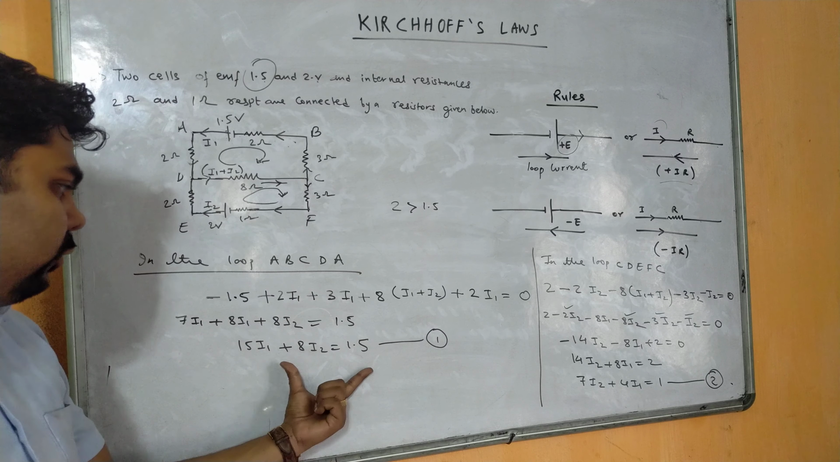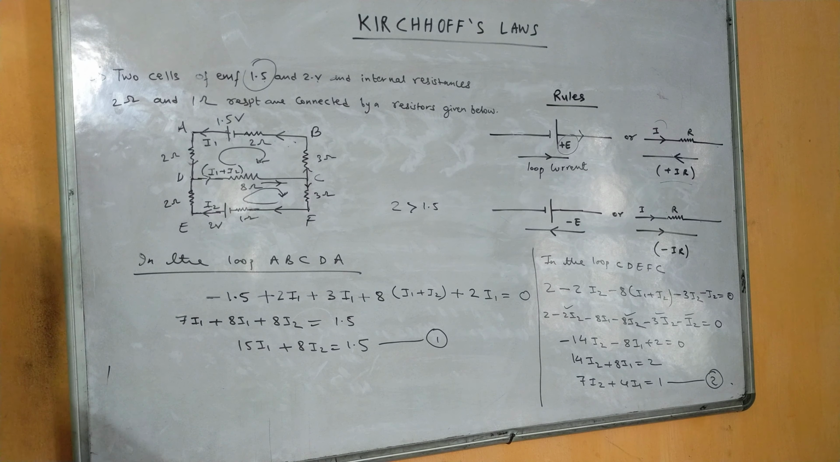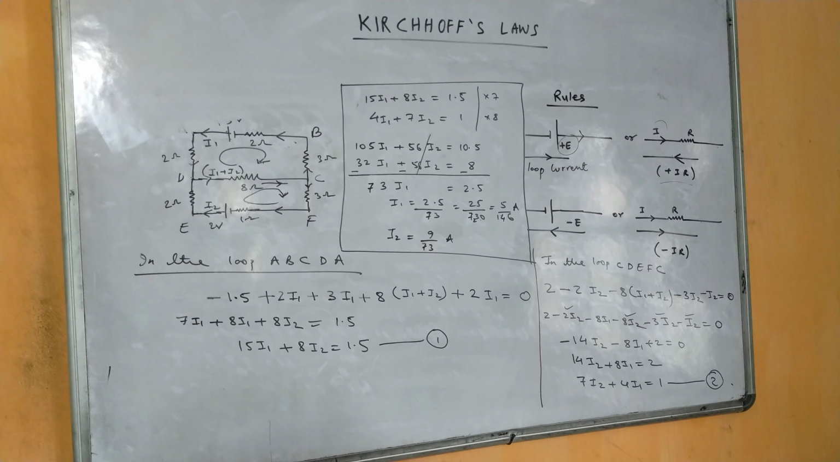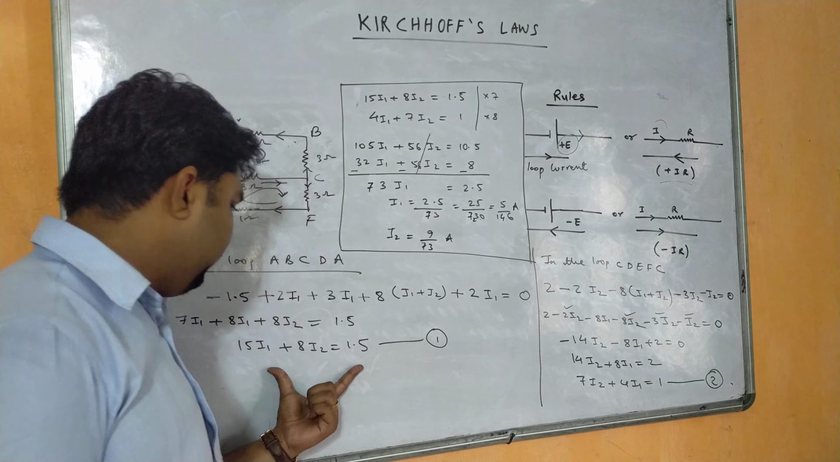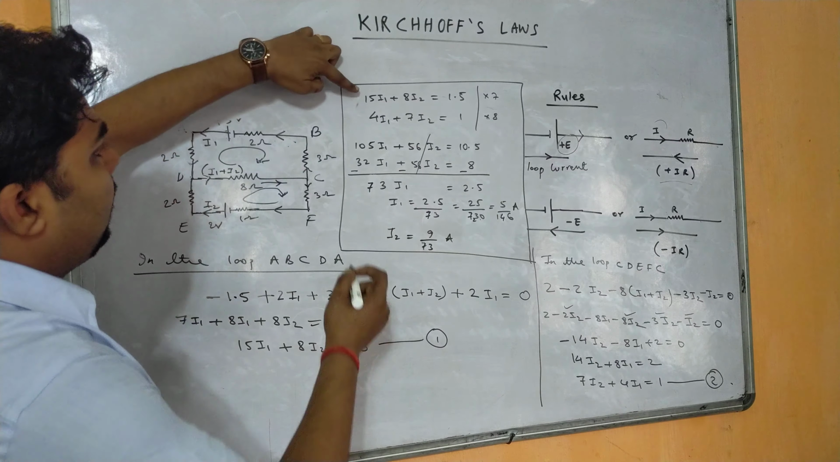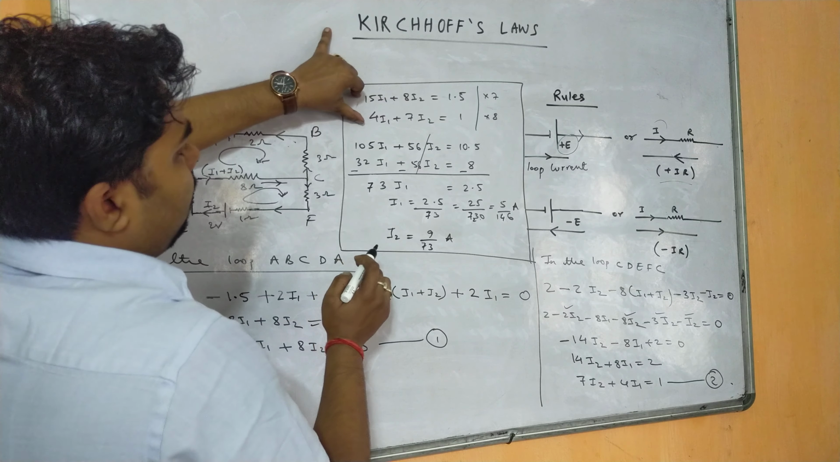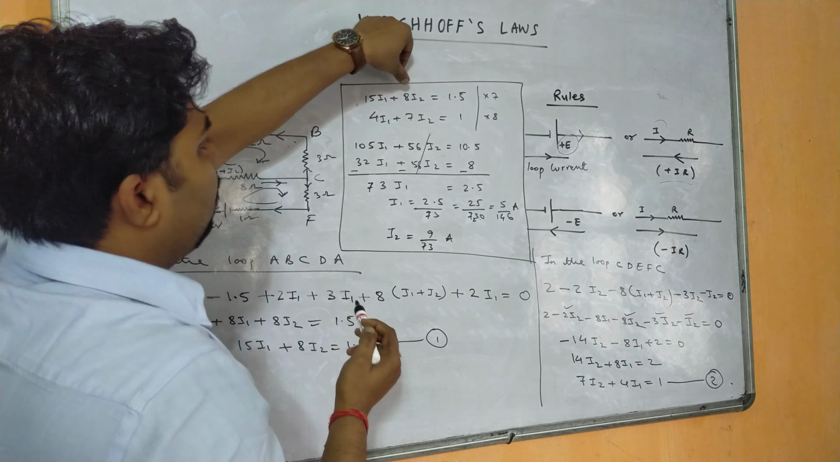Now we need to solve equation number 1 and 2. After solving equations 1 and 2, we will get the values of I1 and I2. So you see, I have solved here. I have taken these two equations, equation number 1 and equation number 2. The first equation I have written here, the second equation here. Now you see, we need to solve them simultaneously. So I have taken for I2.